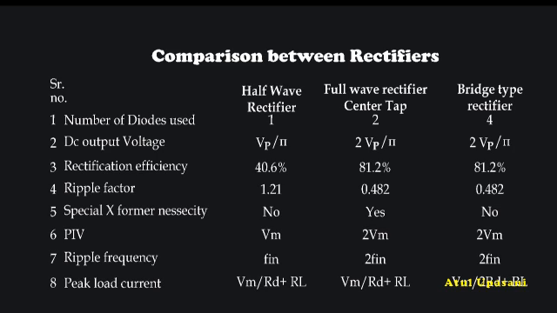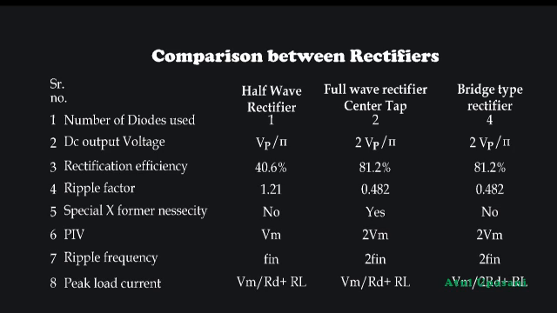Now, necessity of special transformer. Half wave rectifier doesn't require it, center tap rectifier requires it, and bridge type doesn't require it. Peak inverse voltage rating for half wave rectifier will be that of the max value. In both the full wave rectifiers, peak inverse voltage rating should be twice the max value. The ripple frequency in half wave rectifier is the same as that of the primary AC voltage, that is 50 Hz, whereas in full wave rectifiers it is twice that of the input frequency.